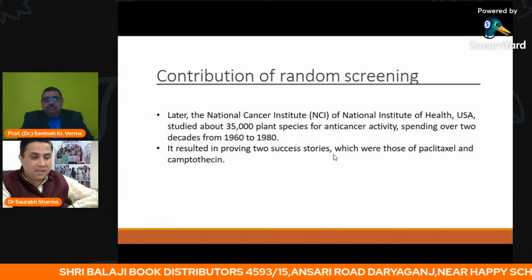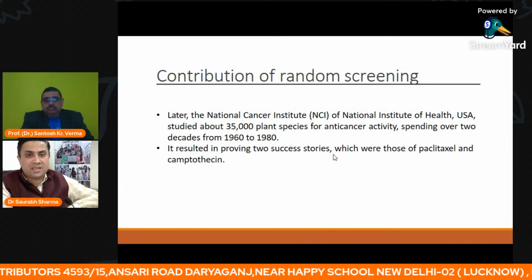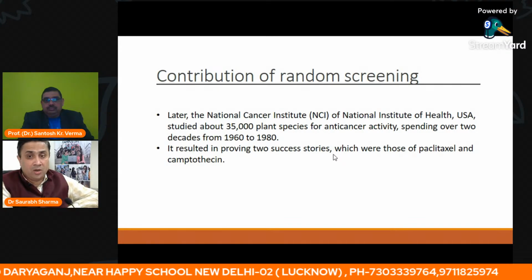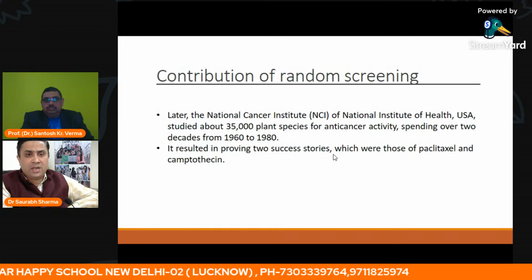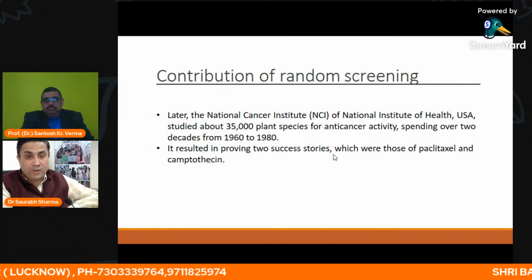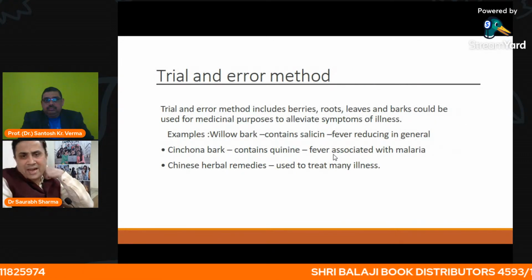So this is another contribution of the random screening done in the past, which has given these two important compounds. But obviously, you see how tedious it was. Around 35,000 plant species were taken, and the time taken was 20 years. Then another point of view is the trial and error method.